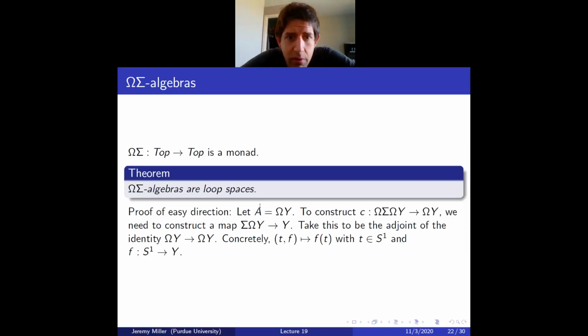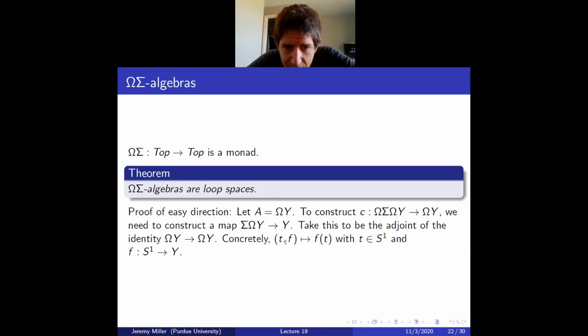Let's say A is loops Y. I need to build this map from loop suspension A to A, so from loop suspension loops Y to loops Y. If we can construct a map like this from suspension loops Y to Y, you can just apply the loops functor and you'll get the map we want. So this is what we want to construct. We'll just take this to be the adjoint of the identity.